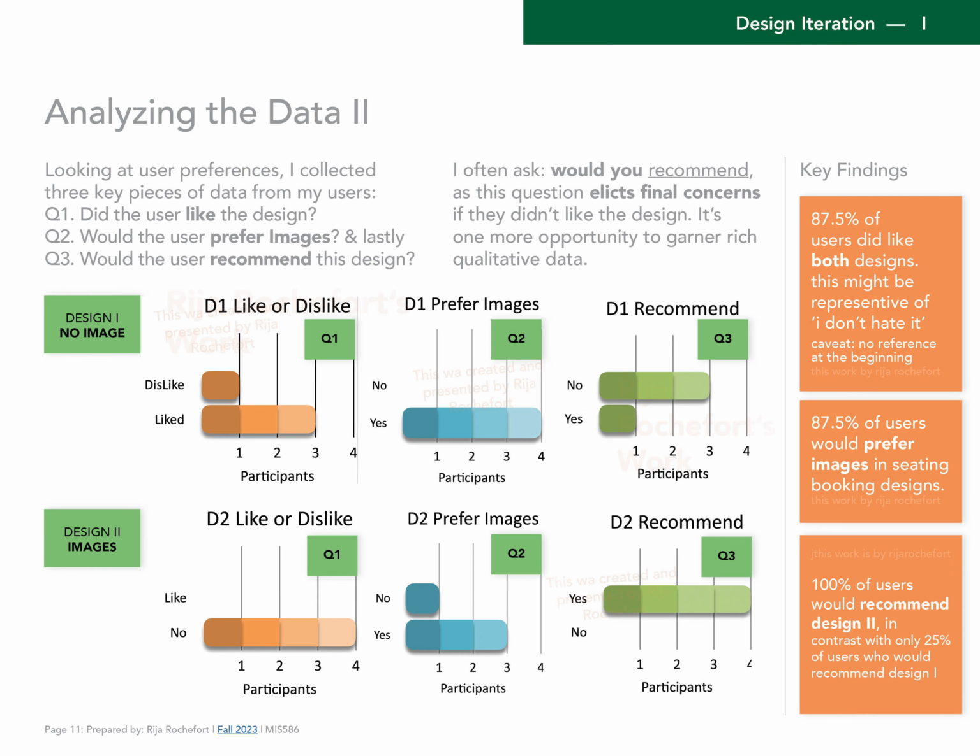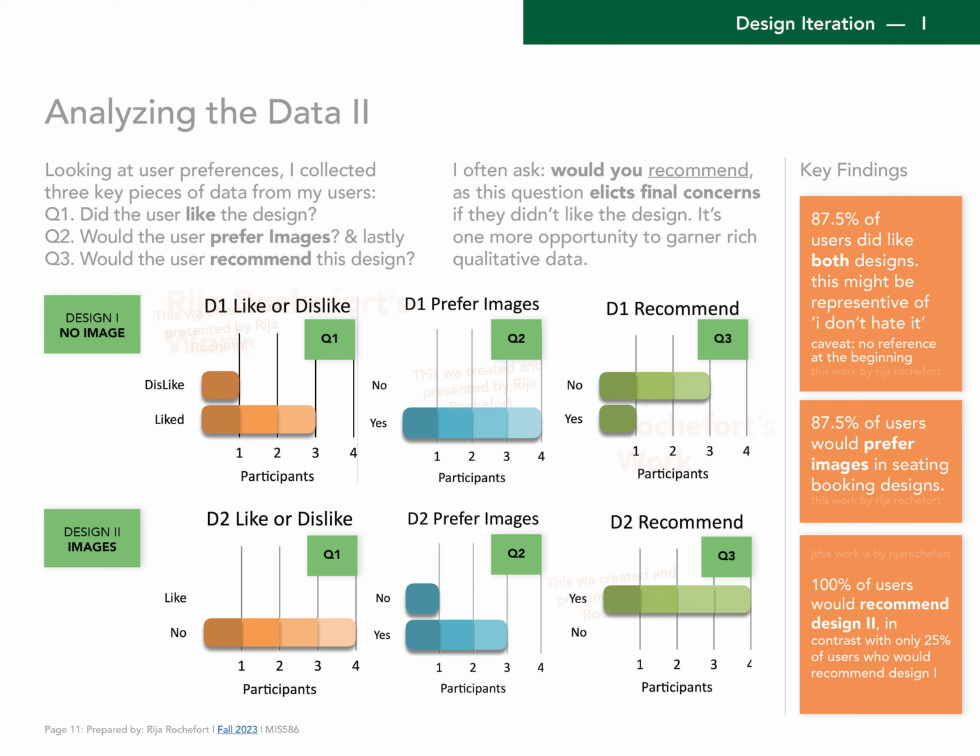For the qualitative data, I asked users 3 key pieces of information. Do they like the design? Would they prefer images? Would they recommend the design? I always ask if they would recommend something when I'm doing user research, because this elicits final concerns and it gives me an opportunity to give them some input so that they can better respond in a way that's going to be useful for my study.